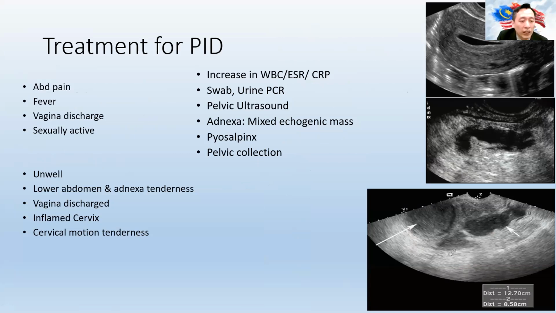Normally they are unwell. There's tenderness in the lower abdomen and adnexa. If you do a vaginal examination, cervical motion tenderness can be positive, with vaginal discharge, and the cervix may be inflamed. There's an increase in total white count, ESR, C-reactive protein. You can take a swab, do a urine PCR, and you should do an ultrasound. Look for a mixed echogenic mass, which means tubo-ovarian abscess, pyosalpinx, and also pelvic collection. This is the fluid inside the endometrial cavity. In the second image, the fallopian tube has become a hydrosalpinx, where there's a fluid collection. And the lower image means there's a tubo-ovarian abscess here.